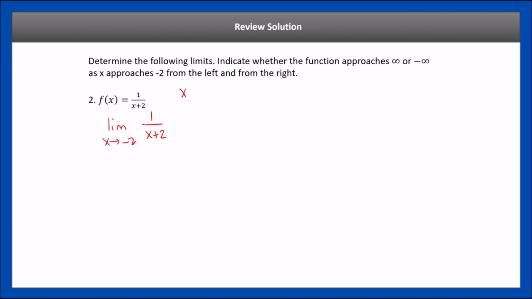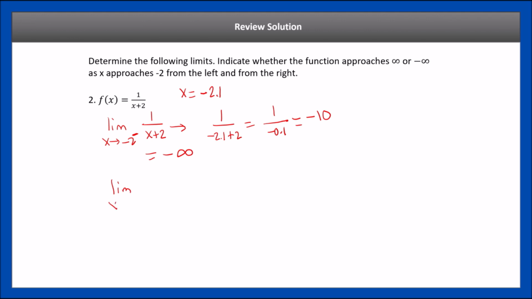just to the left. So let's plug in, for example, just to the left of negative 2 is negative 2.1, right? So let's do from the left side. If I plug in negative 2.1 into here, I get 1 over negative 0.1. And 1 over negative 0.1 is negative 10. So it's a negative number. So we have negative infinity for the limit from the left side.